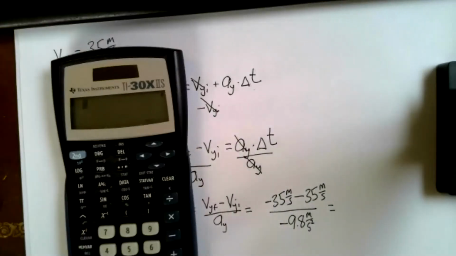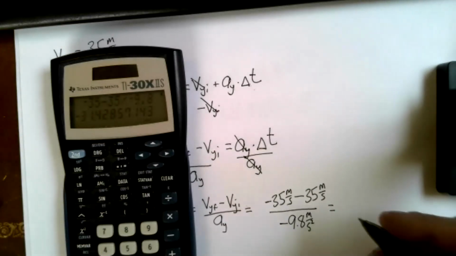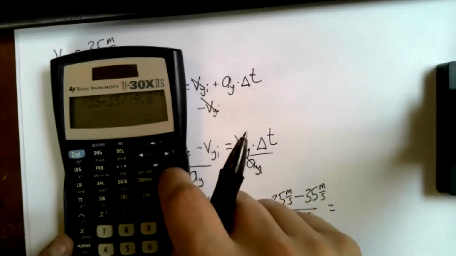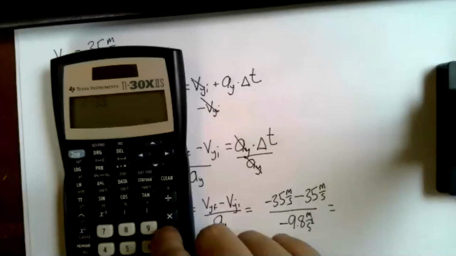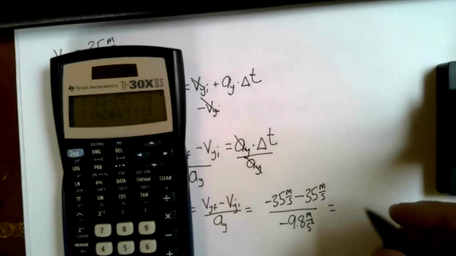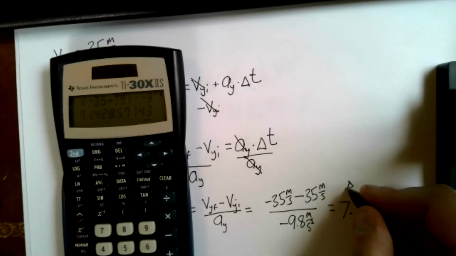Negative 35 minus 35 is not 0, right? When I plug it in, negative 35 minus 35, and then I can divide by negative 9.8. Oh wait, I have to be careful and put parentheses. So I do negative 35 minus 35 in parentheses, because that whole thing is divided by negative 9.8. And there we go, I get 7.14 as my time.